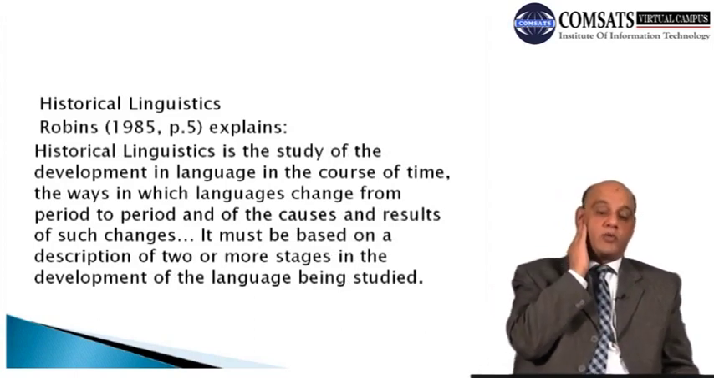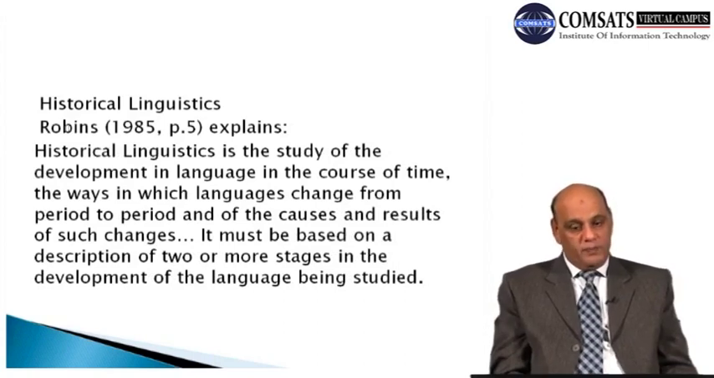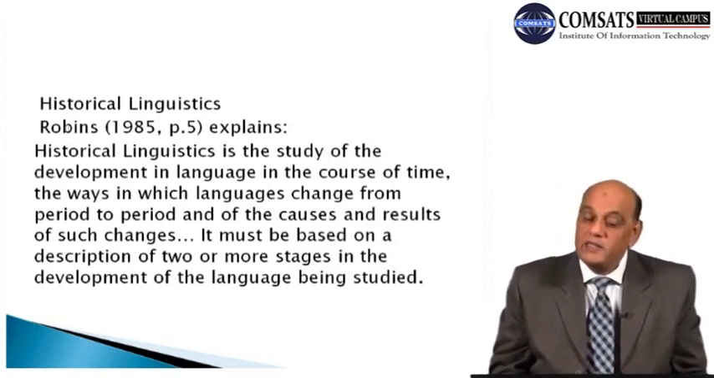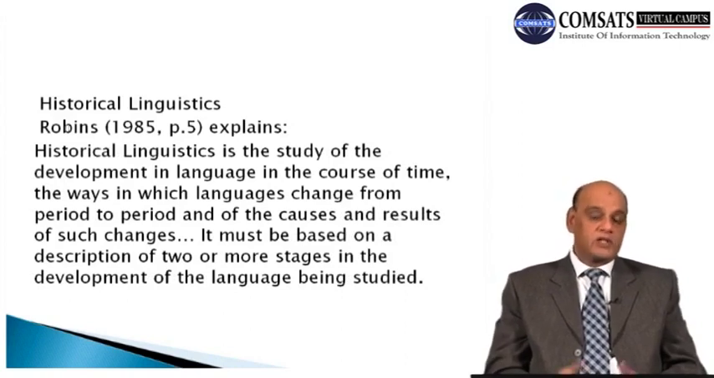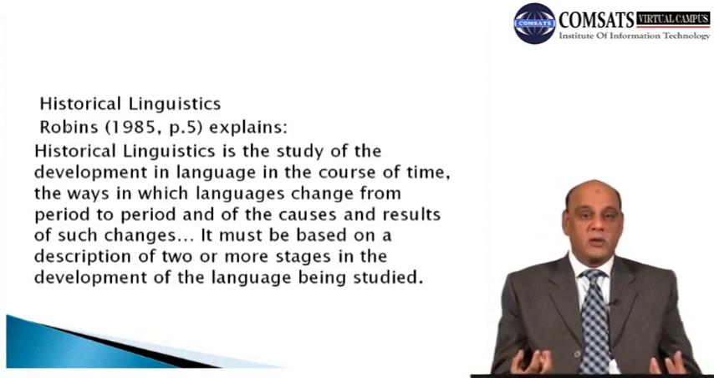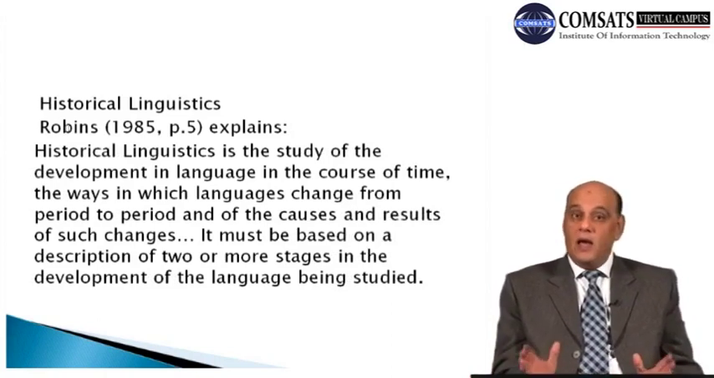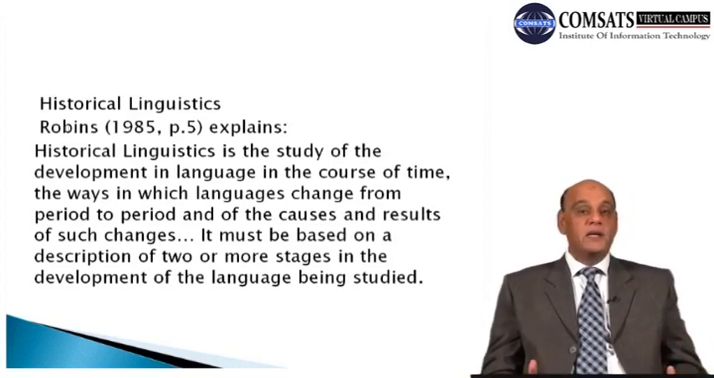So we have a quotation from Robbins which says, historical linguistics is the study of development in language in the course of time, the ways in which languages change from period to period, and of the causes and results of such changes. It must be based on the description of two or more stages in the development of language being studied. So when you are studying language historically, you are comparing two different periods, and you are also comparing two different versions or varieties of language being used in two different areas, in two different eras, and in two different periods in time.